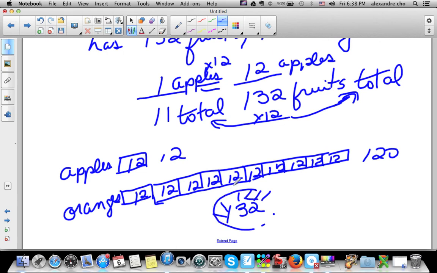So you have two options here, and if you did it as a proportion, you just have to be careful not to write 1 to 10, because that's the ratio of apples to oranges, but we want to use the ratio of apples to total. A little tricky here.